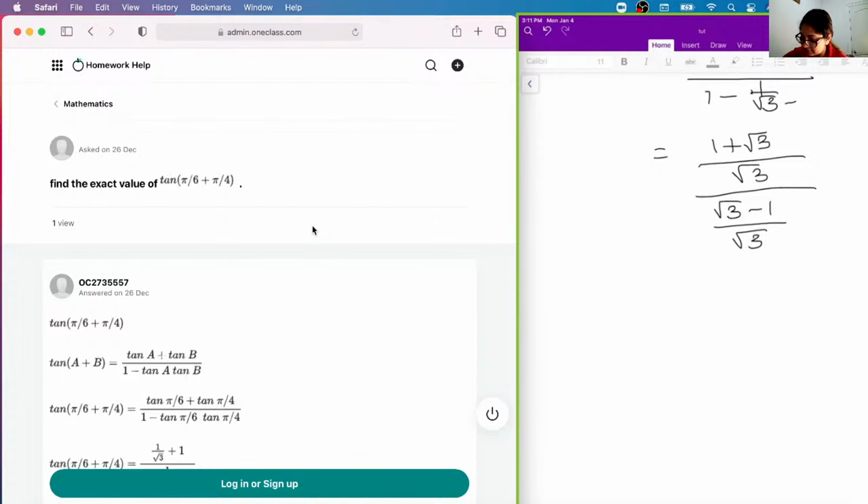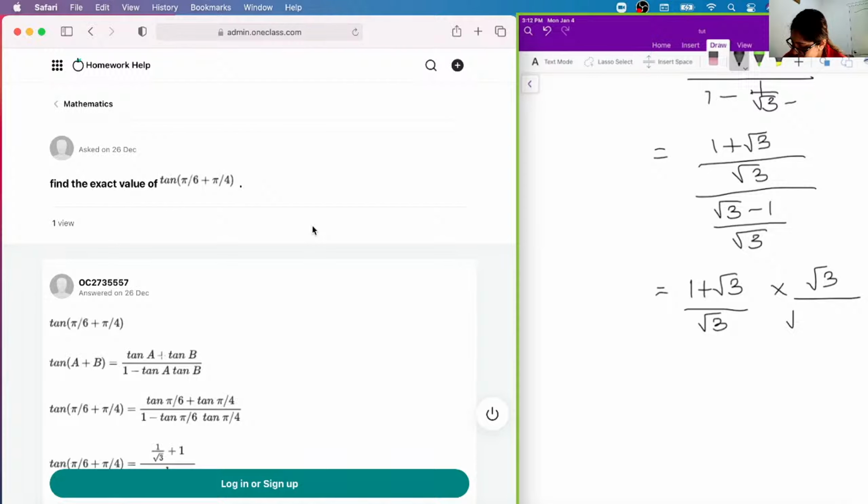Next, we're going to further simplify this. We have 1 plus root 3 over root 3, and if I flip the denominator, you have times root 3 over root 3 minus 1. So this root 3 gets cancelled, you can cross it out, and you have root 3 plus 1 over root 3 minus 1.